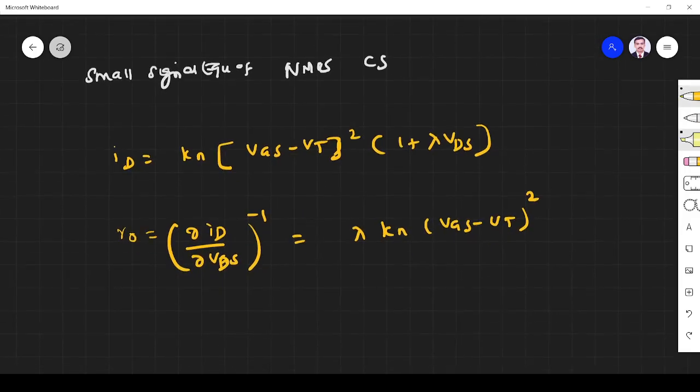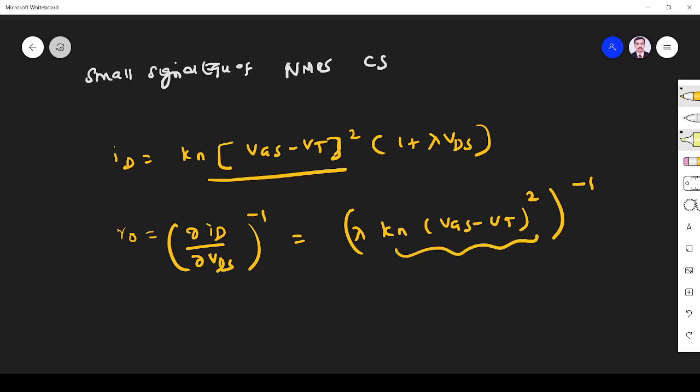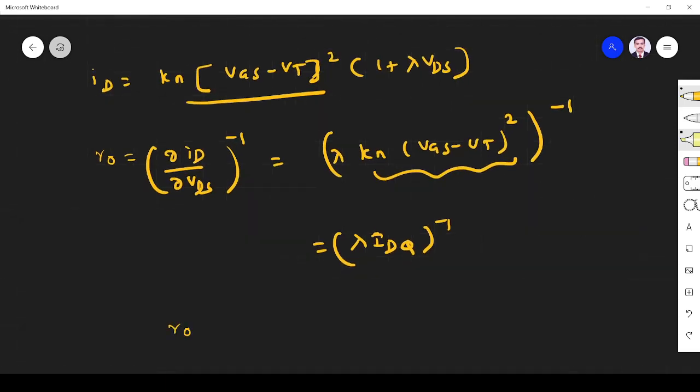So what is my Kn (VGS minus VT) square? That is the drain current. ID by VDS, I differentiate this with respect to VDS, so this will be a constant. 1 plus lambda VDS gives lambda. So you see this is the drain current, so it is lambda ID, right? So this is the inverse of lambda ID. So R naught is equal to 1 by lambda ID.